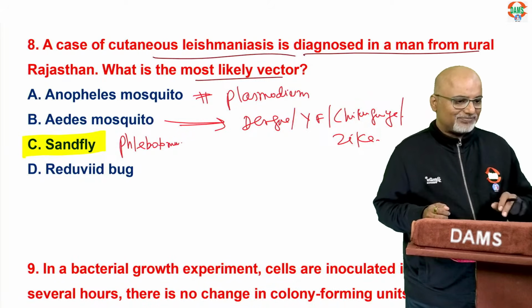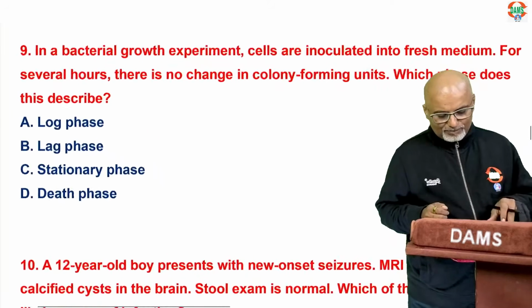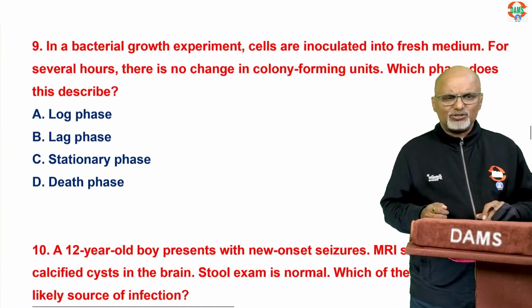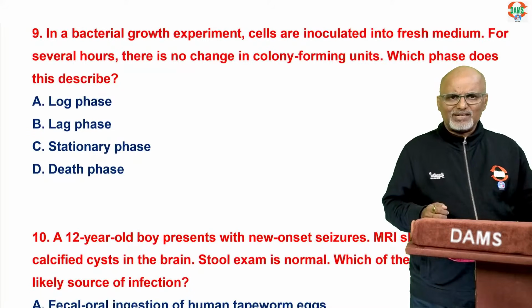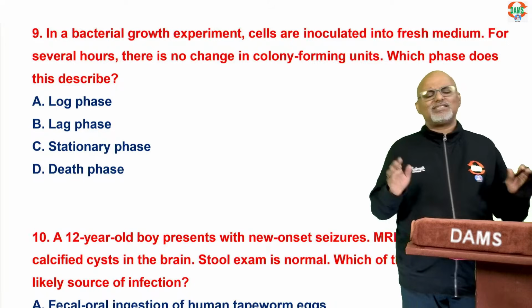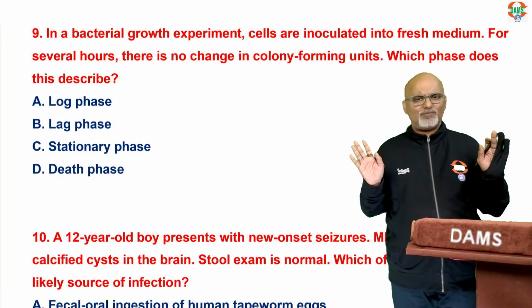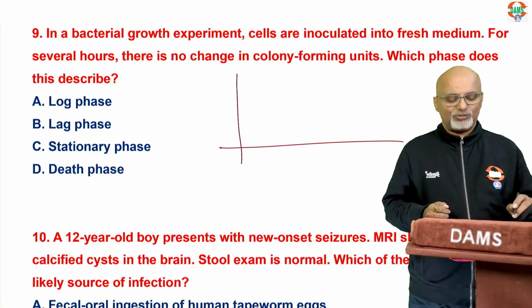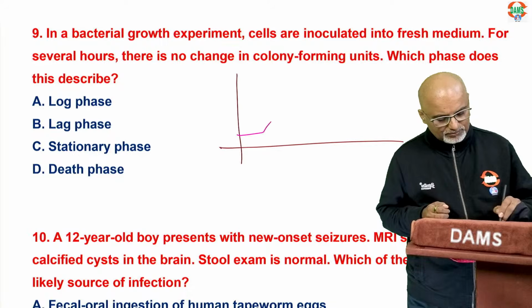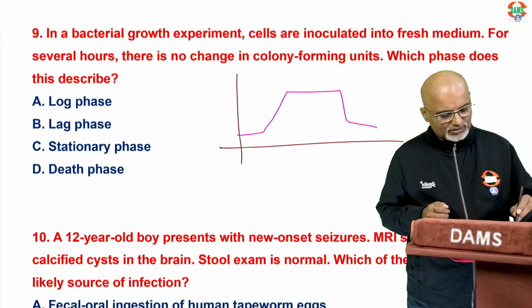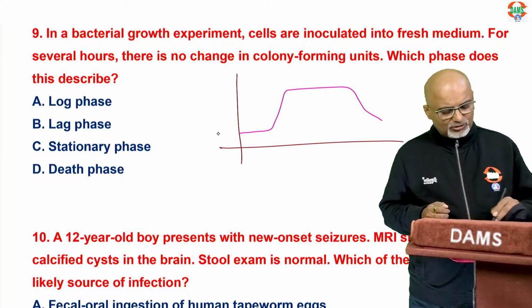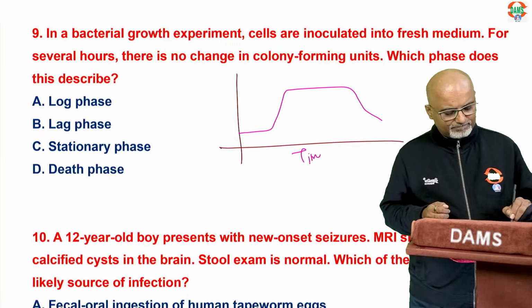Next is, in a bacterial growth experiment, cells are inoculated into fresh medium. For several hours, there is no change in colony forming units. Which phase does it describe? After seeing the choices, we decide immediately in the mind. You can think of this curve. What is the curve called? Growth curve. This is time, this is number.